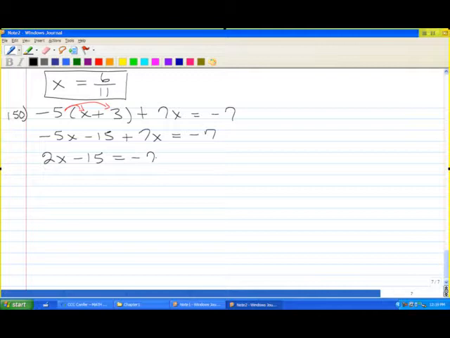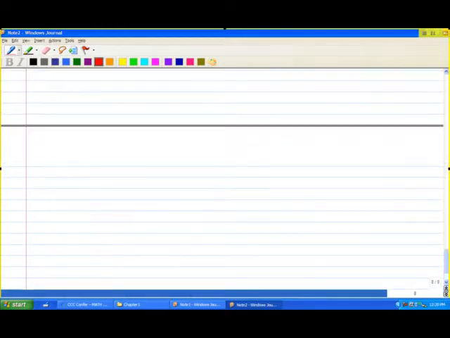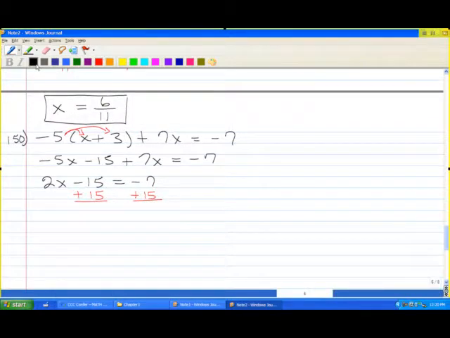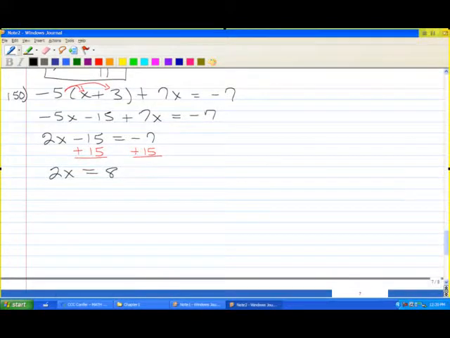Let me add 15 to both sides of my equation. And so I have that 2x is equal to 15 minus 7, which is 8. Let's solve for x. By the multiplicative property of equality, let me divide both sides of my equation by 2. So x is equal to 8 divided by 2, which is 4. Any questions about that?